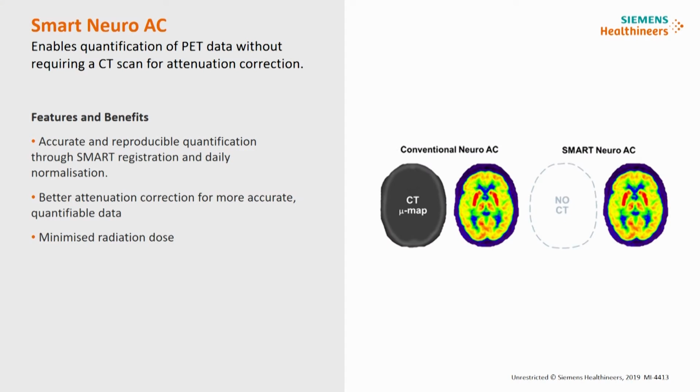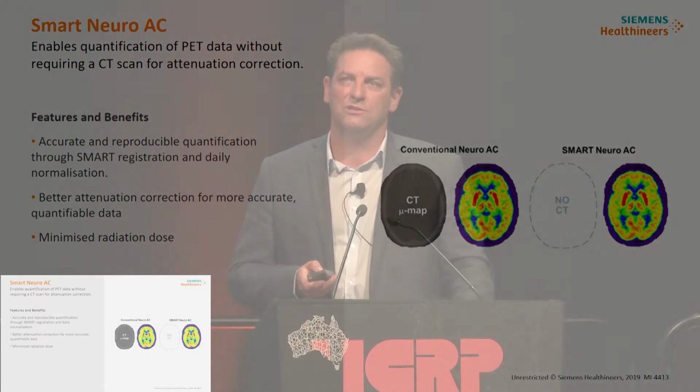Another feature, smart neuro attenuation correction. So we use the CT scanner to create a mu map, which is then used for attenuation correction on conventional PET-CT scanners. The smart neuro AC feature essentially allows us to use an atlas-based image for neuroattenuation correction, particularly in the brain, because changes in body habitus don't have the same effect in the head as they do in other parts of the body. So it allows us to take away the CT altogether in these cases.